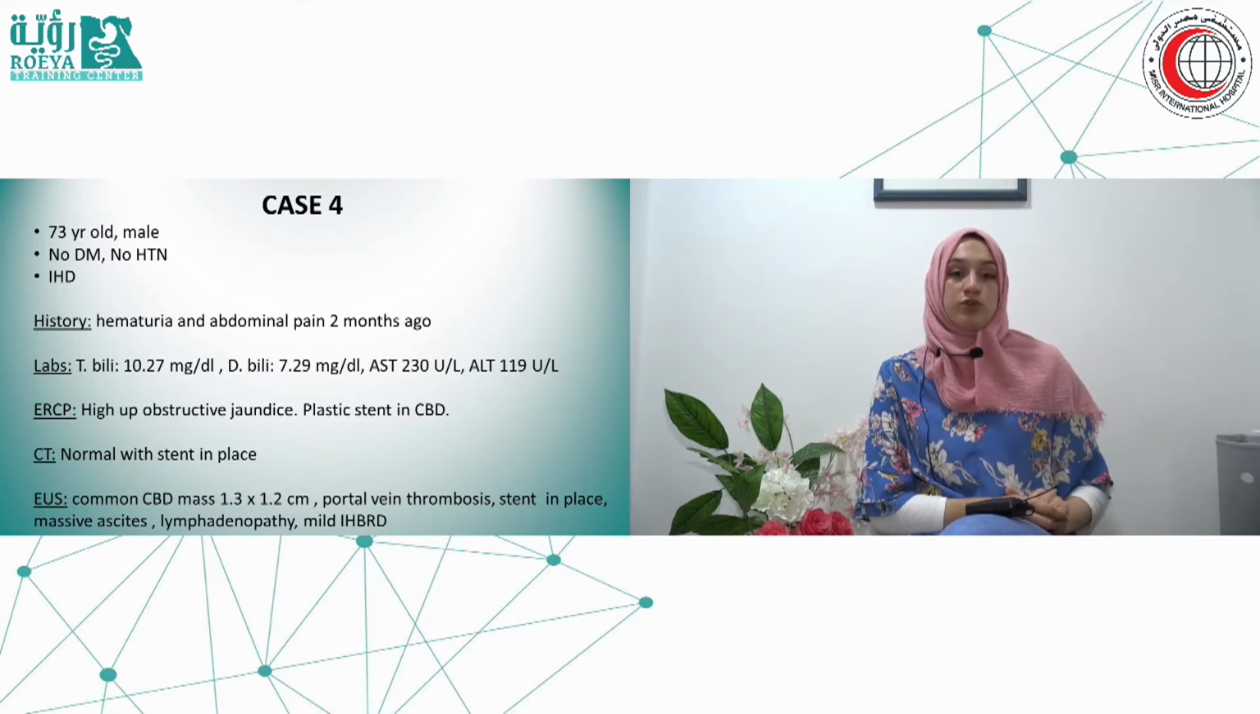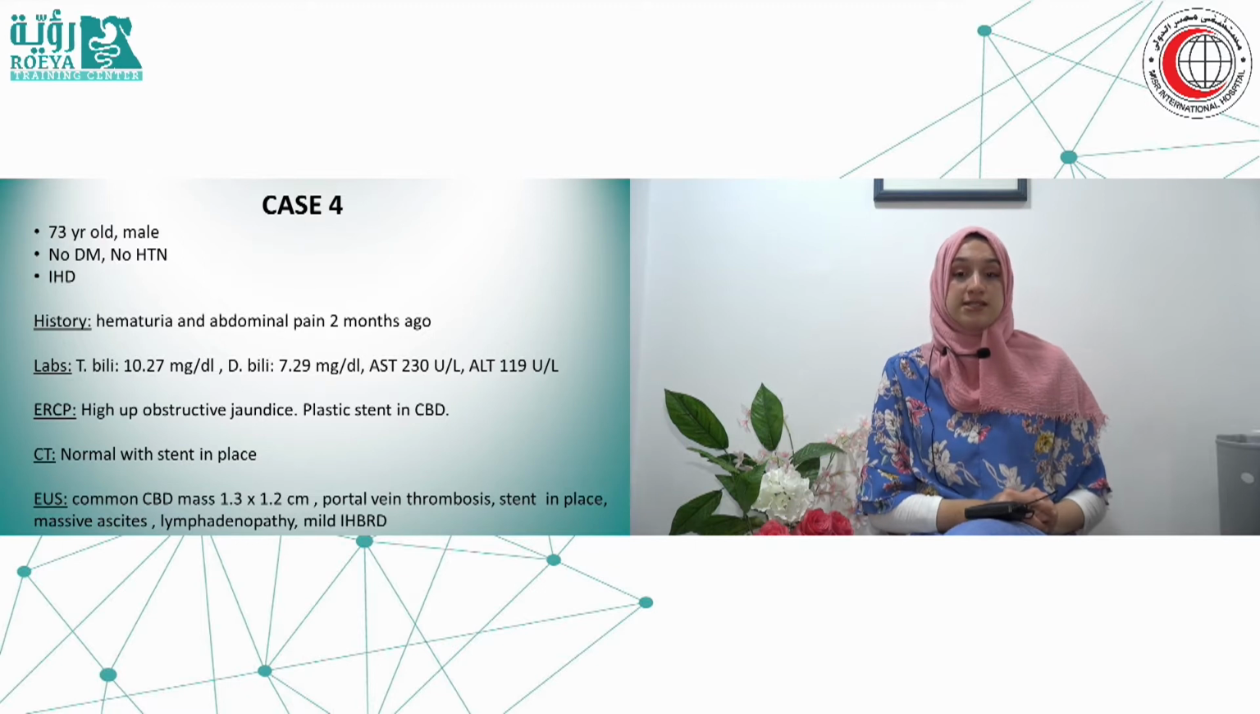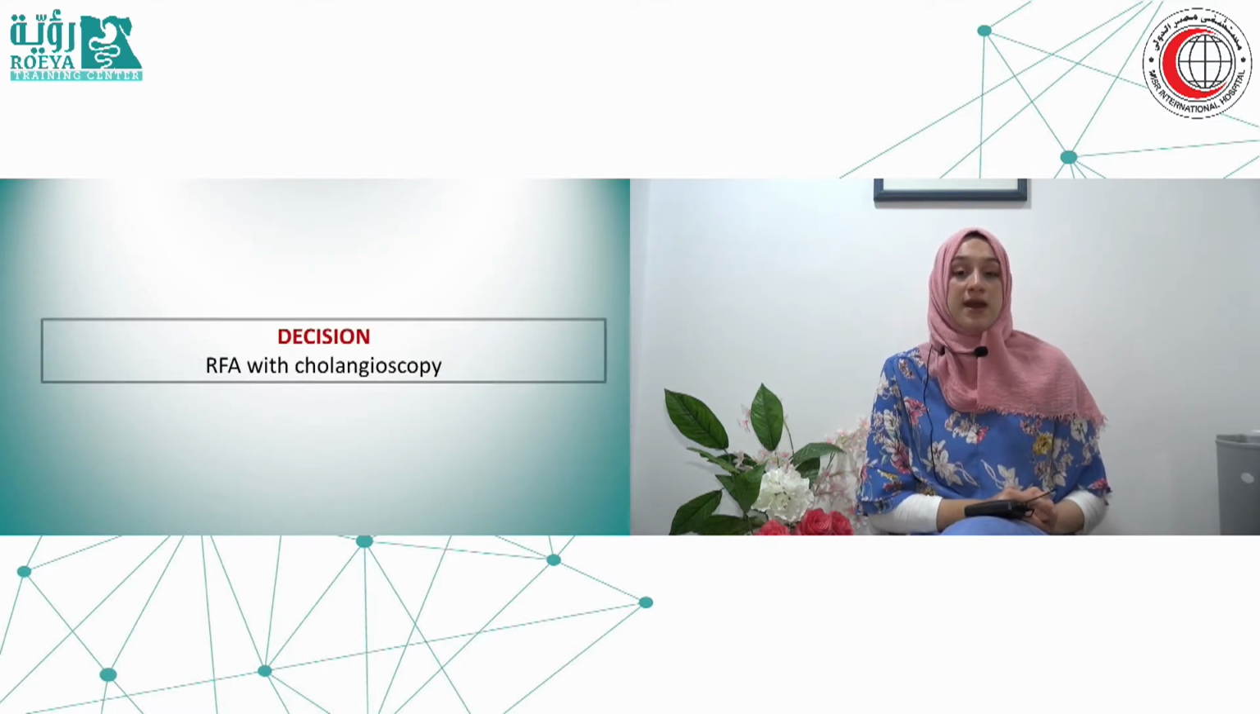The CT was normal with stent in place. The EUS showed a common CBD mass that was 1.3 by 1.2 centimeters, portal vein thrombosis, stent in place, massive ascites, lymphadenopathy, and mild intrahepatic biliary radical dilation. Today we're going to perform an RFA with cholangioscopy, and I'll go to room 1 with Dr. Mostafa and Dr. Hany.